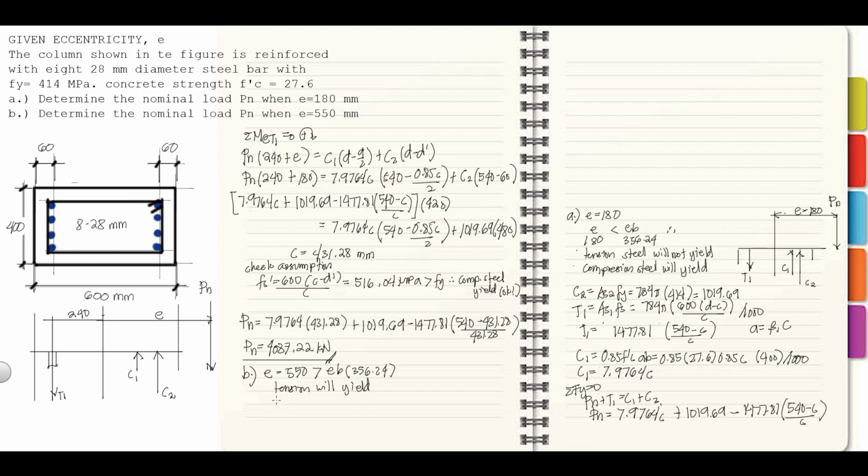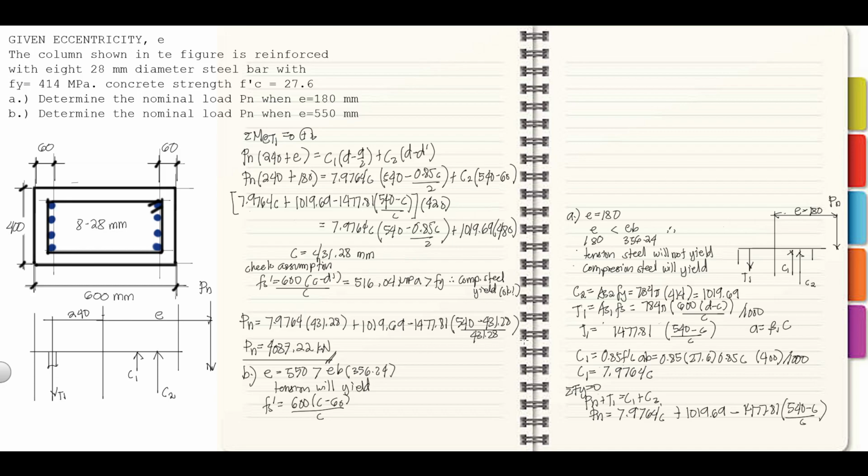Check natin mamaya. Okay? So babaliktad naman to. Yung tension steel naman na mag-yield. Yung compression steel, hindi natin alam. Okay? So we will check first if mag-yield siya or hindi, later. So dito, assumption natin, wag muna hindi mag-yield. Assume na hindi mag-yield. So ang ating Fs prime will be 600, okay, C minus D prime, which is 60 all over C. Okay, ito yung Fs prime natin.